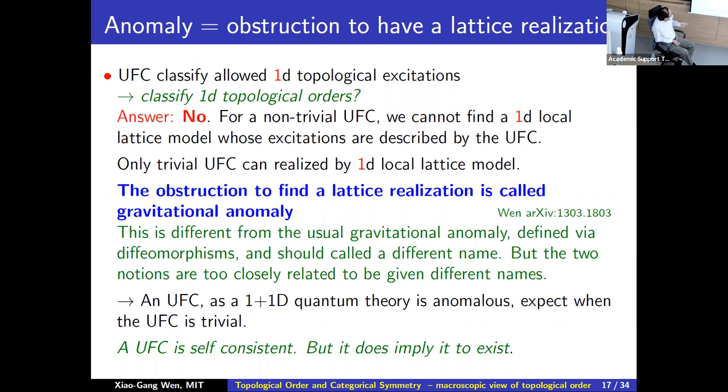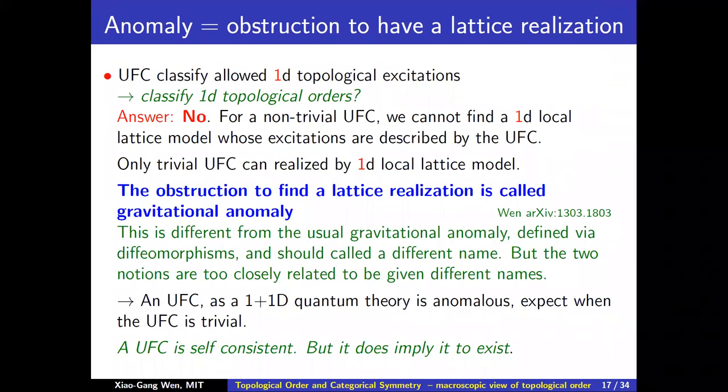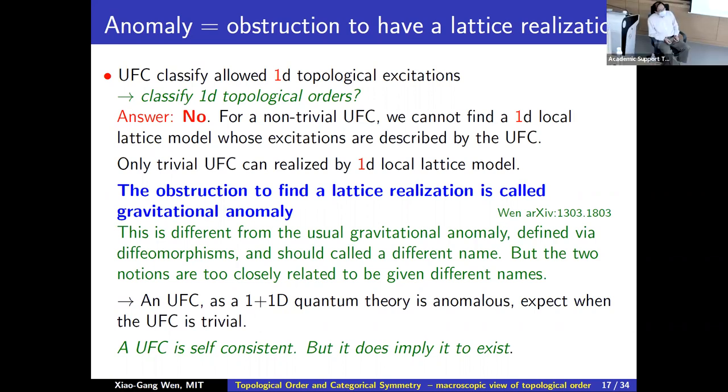And so in some sense, we say that the unitary fusion category as a 1+1D quantum theory is anomalous. So it's not realizable, it's anomalous. Question: does your local lattice model include the anyon chain, like the parafermion chain? No. When I say lattice model, we have this definition: there's a vector space per site, and the total vector space is the tensor product of those small vector spaces. Basically, the total Hilbert space has a tensor product decomposition, and each lattice site has a small vector space. That's how we define the lattice model.